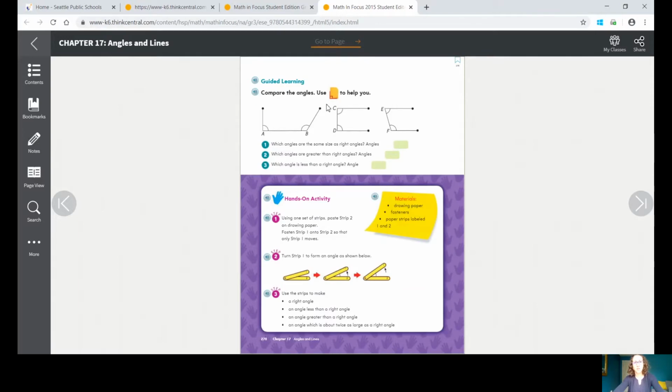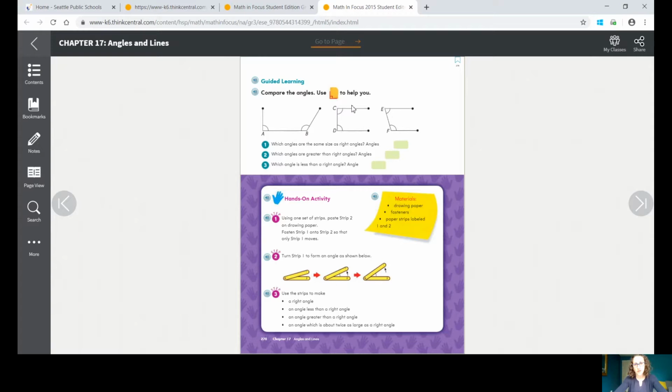Guided learning. You're going to need your math notes and a pencil. Pause me if you need to go grab those. Number 1 says, which angles are the same size as right angles? So let's take a look at these. You've got this angle here, angle A, and you've got angle B. This is angle C, this is angle D, this is angle E, and this is angle F.